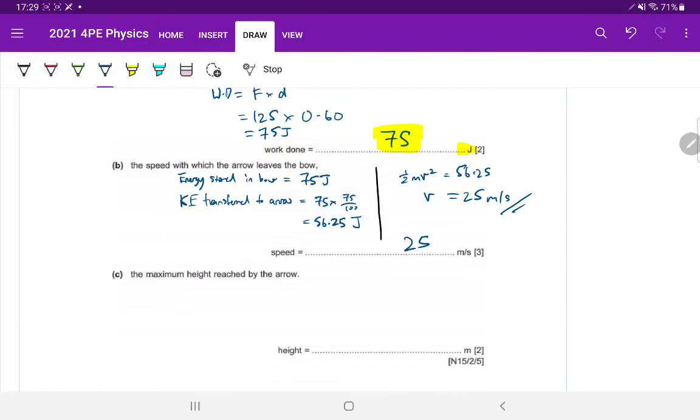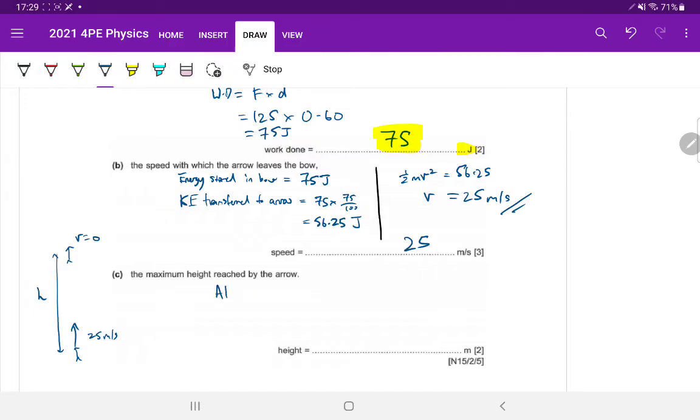And now, the maximum height reached by the arrow. You know that this is the starting velocity, it's going to leave at 25 meters per second. In fact, you know exactly how much energy it has. So how do you know the maximum height? It's when all its KE is converted to gravitational potential energy. At its maximum height, v equals 0 because all of the KE is converted to gravitational potential energy. It's at its highest point, it has no KE.